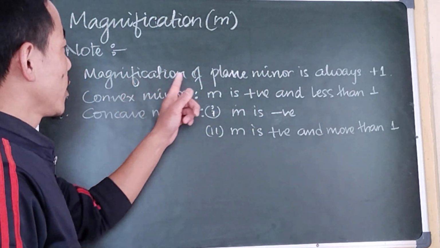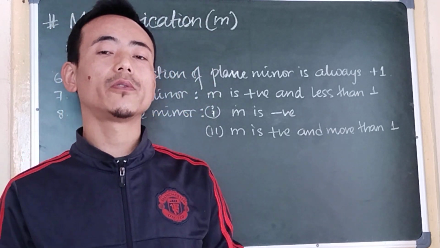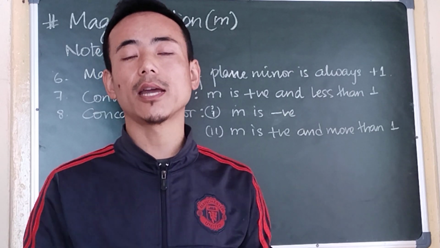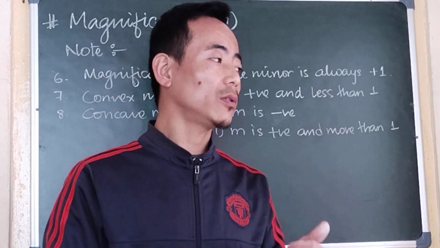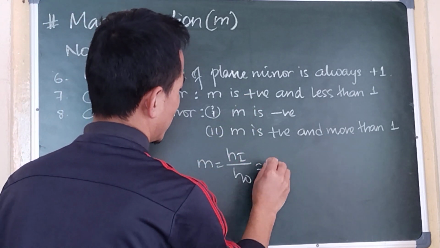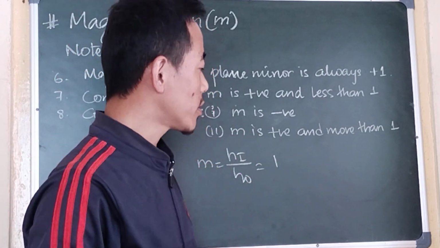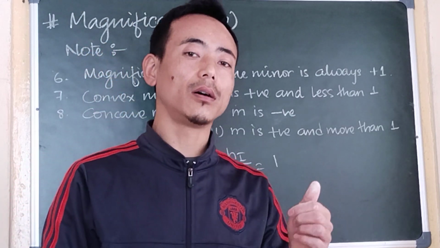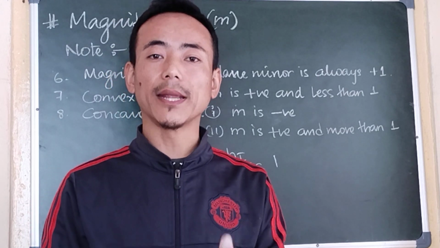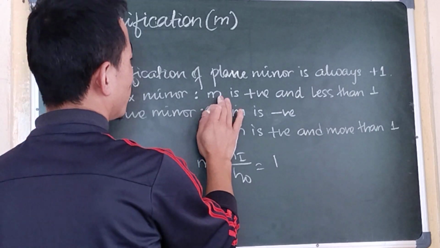So magnification of a plane mirror is always +1. I have already explained that a plane mirror always forms the image same as the object. That means height of the image and height of the object will always remain same. So when you put the value in the formula, m is equal to hi by ho, then the value will always be a positive number and equal to 1. So if the question says a mirror forms an image for which magnification is always +1, then the mirror will be a plane mirror. Similarly, if we take a convex mirror, then the value of m will be positive.